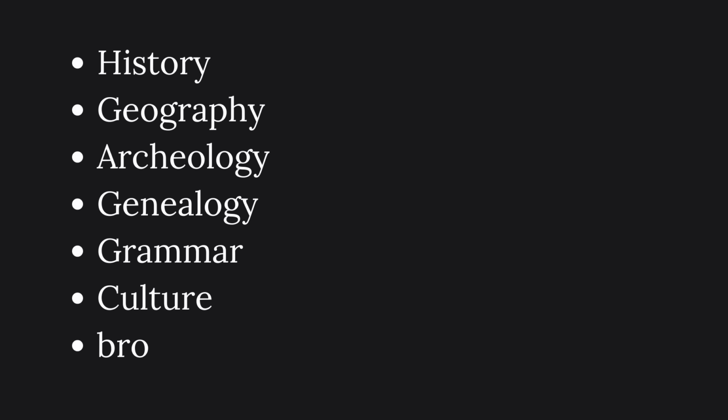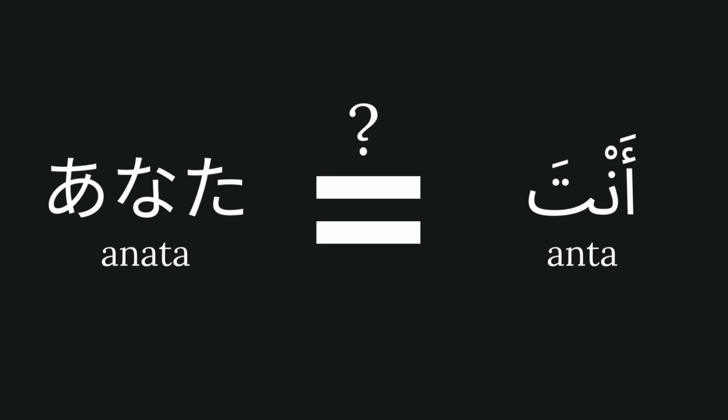Additionally, coincidences happen all the time. One of the Japanese second-person singular pronouns anata happens to sound a lot like the Arabic second-person singular pronoun anta, but this doesn't immediately mean that Japanese must evidently come from Arabic and is a dialect of it. There's only so many sounds we can make with our mouths, and we're bound to have coincidences at some point.